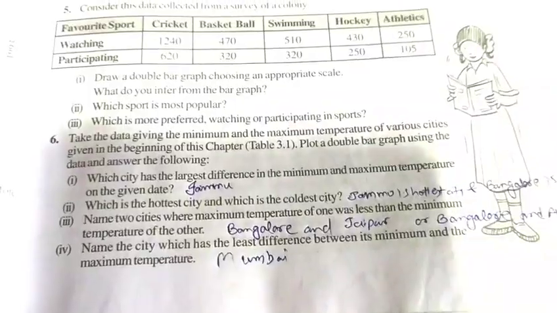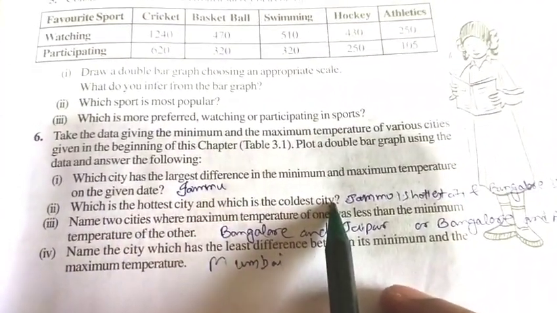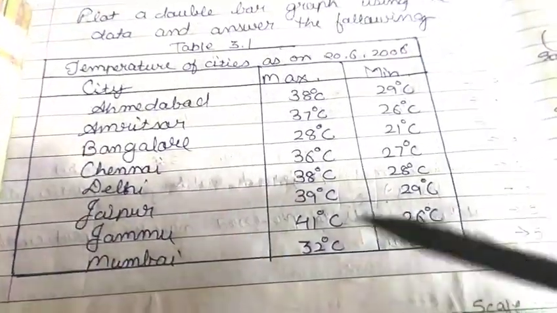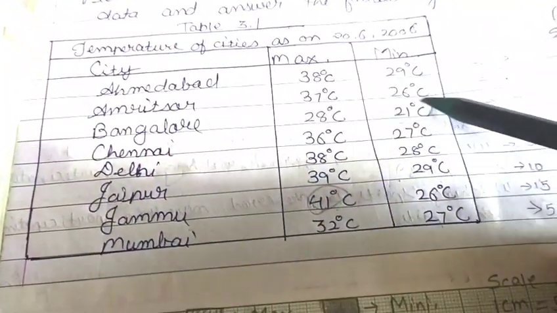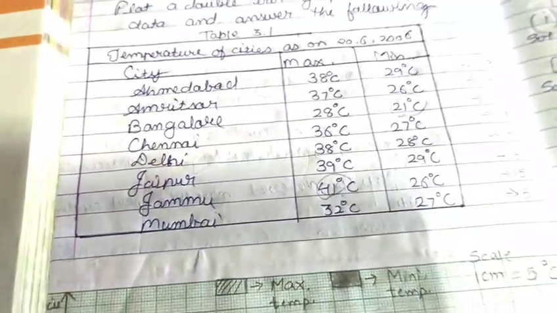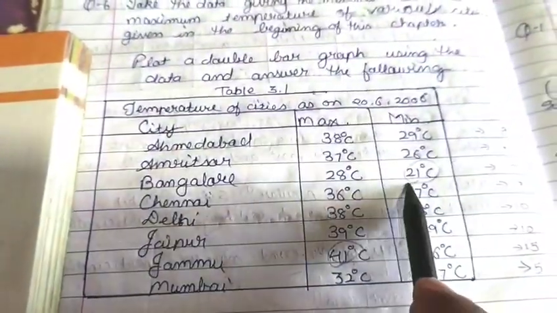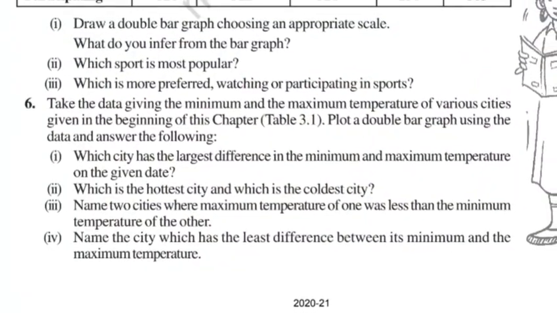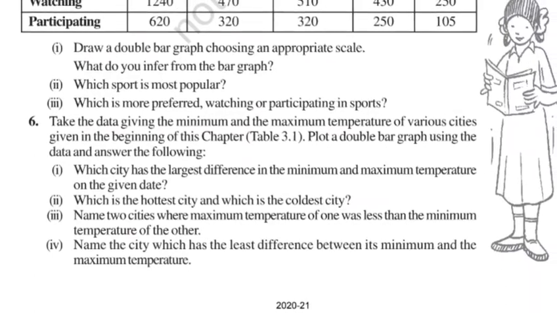Now the next question is, which is the hottest city and the coldest city? From this only we found that the maximum temperature is in Jammu, that is 41 degrees Celsius, and the minimum temperature is over here, that is 21, in Bangalore. So we can write that the hottest city is Jammu and the coldest city is Bangalore.